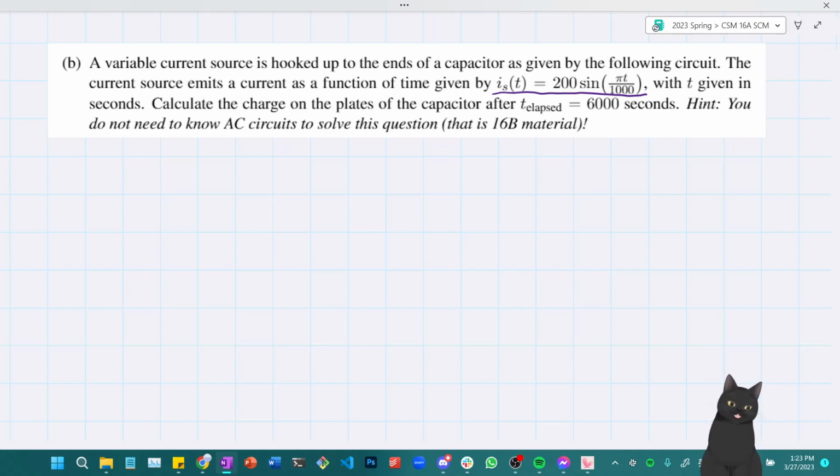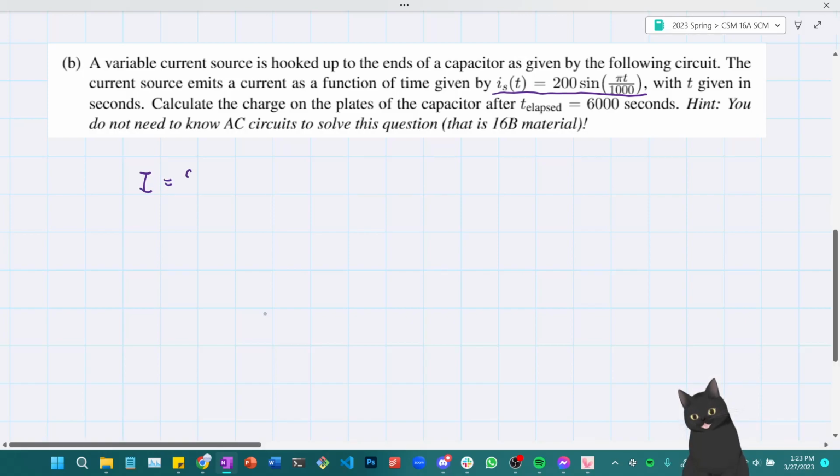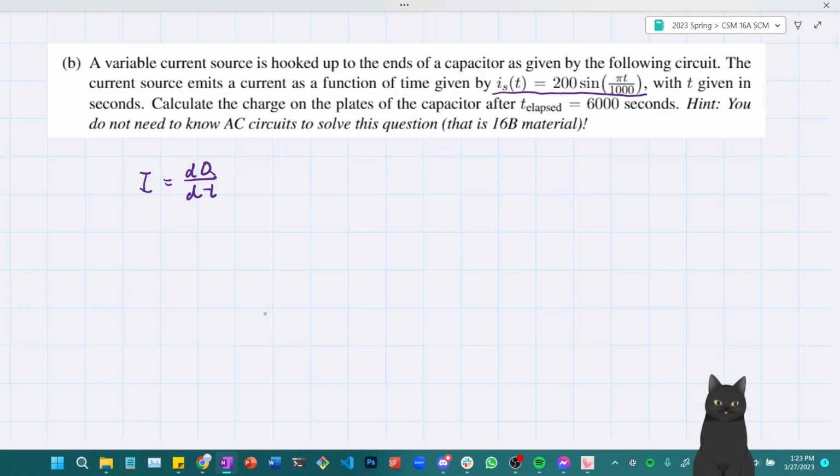So with that, we'll first have to review the relationship between current and charge. I know that the current is equal to the rate of change of the amount of charge on a circuit element with respect to time. So I is equal to dq/dt. I'm going to integrate this expression from 0 to t elapsed, which I'm just going to write as te, for both of the functions here.